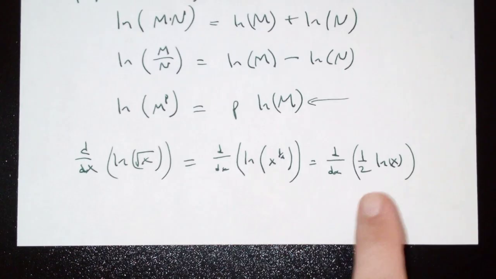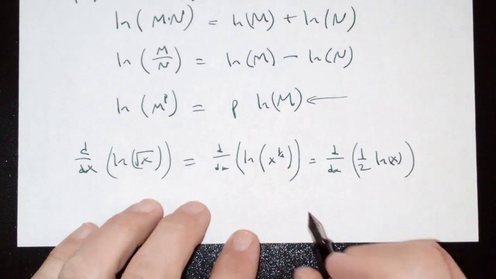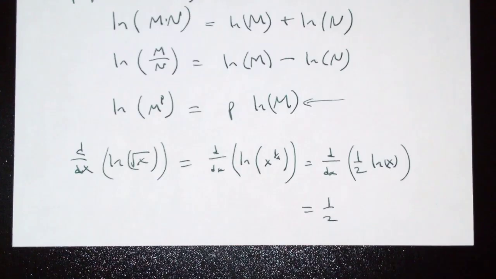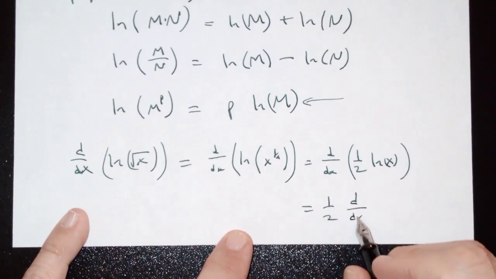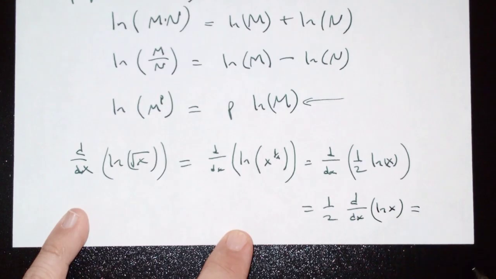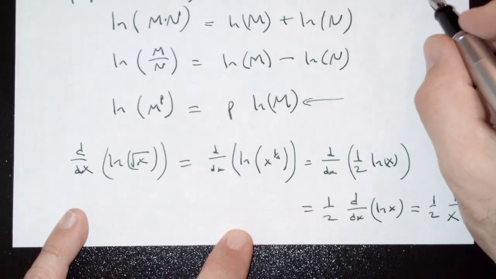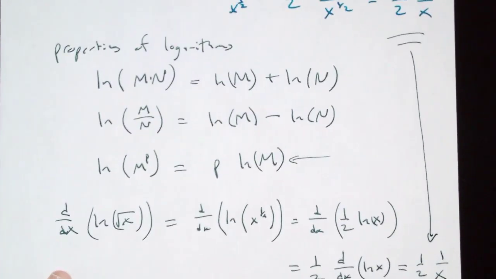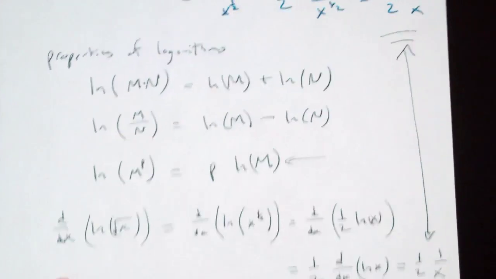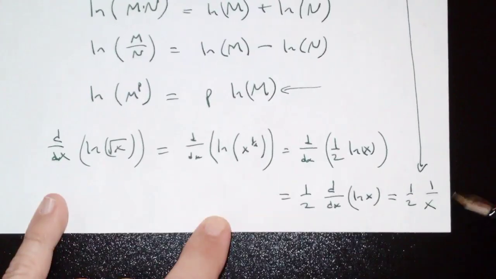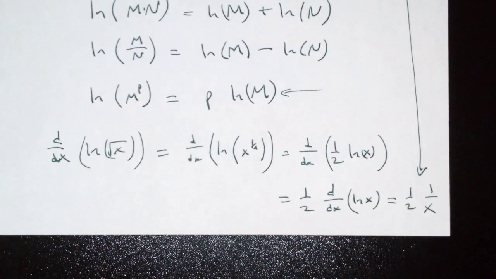Perfect. If it's in front here, Dean, what do I get to do with that 1/2 there? I get to take it out front. And then I just need the derivative of ln of x. And the derivative of ln of x is 1 over x. Lo and behold, 1/2 times 1 over x. I like this, being able to take apart things because they have powers and multiplying and dividing in them by using an ln.